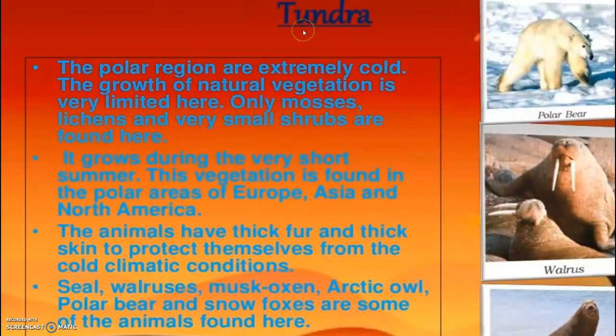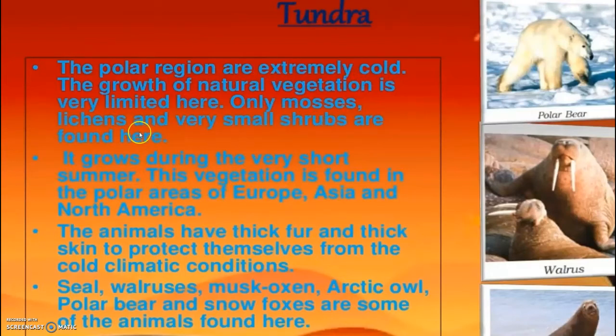Children, this is another important type of natural vegetation: tundra vegetation. The polar regions are extremely cold. You have already learned about the polar regions in the lower classes. The polar regions are extremely cold compared to the tropical and subtropical areas. The growth of natural vegetation is very limited here because of this extreme cold.